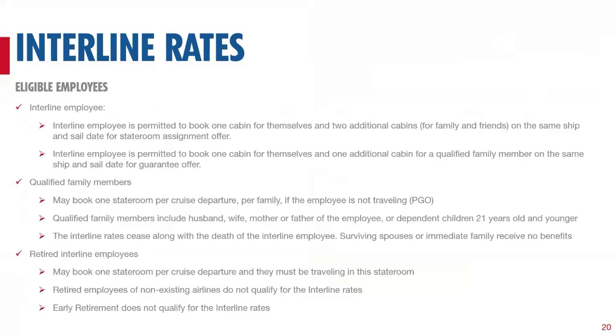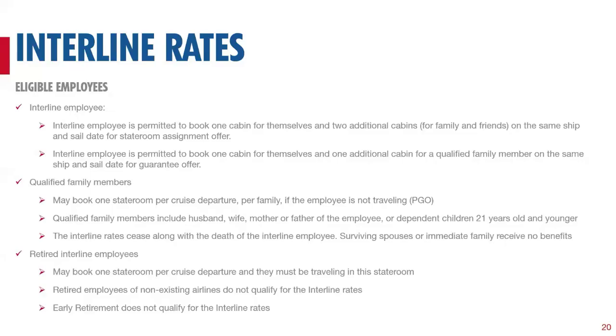So if the interline employee is not able to go, you can book one room with a stateroom assignment for a family member, or you can book one room for a qualified family member in addition to you sailing under the guarantee. So when we're talking about family going, it's only on the stateroom assignment. So they can only go without you on a stateroom assignment.